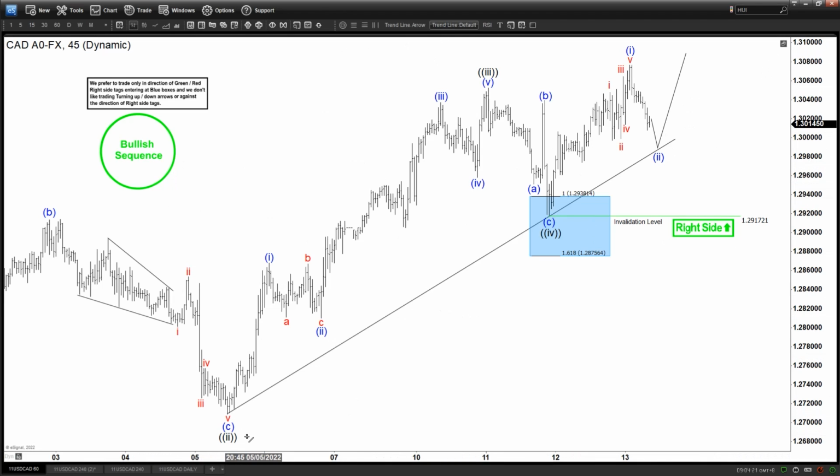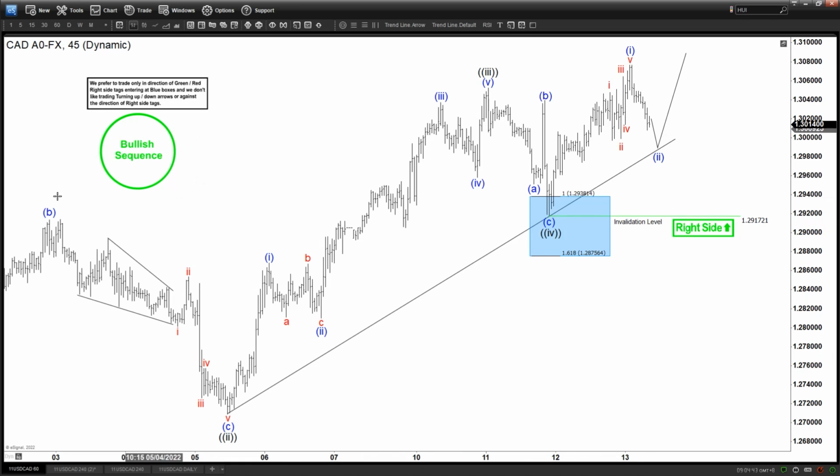So we ended with 2. This is a minute degree. And then we finish with 3 right here. We finish a zigzag with 4. Perfect equality ABC. So there was a blue box here, so our members who bought it here then enjoy the profit on the upside here.